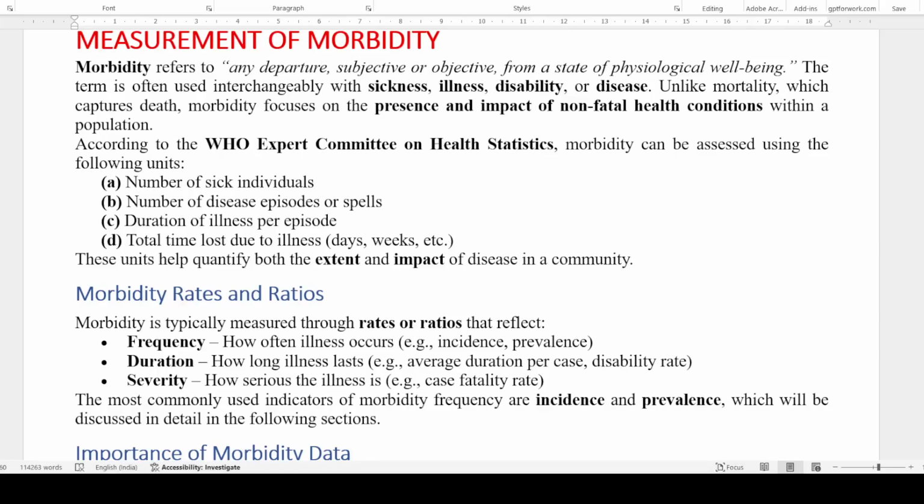So today our topic is measurement of morbidity. Morbidity means any departure, subjective or objective, from a state of physiological well-being. Means a person is not well, he is sick, he is ill, or maybe he is disabled, can be a disabled person also, right? So unlike mortality, which means death rate, morbidity focuses on presence and impact of non-fatal health conditions.